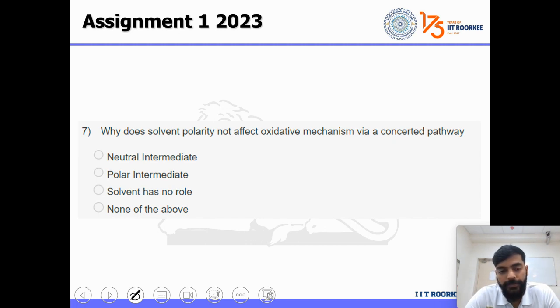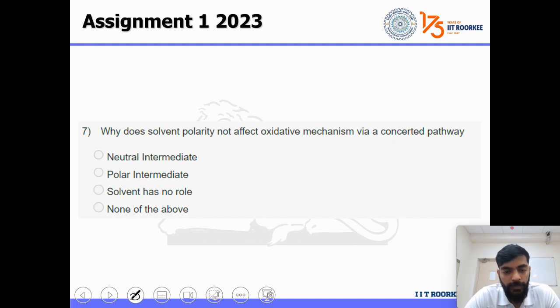Do we have an answer for this? Is it a neutral intermediate? Is it a polar intermediate? Or solvent has no role? Or none of the above. For this, sure, I will explain. So what is happening in the reaction?